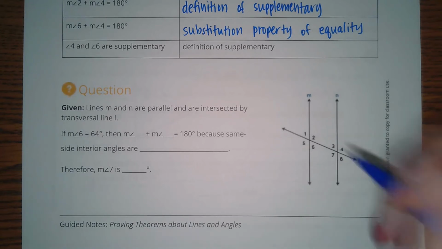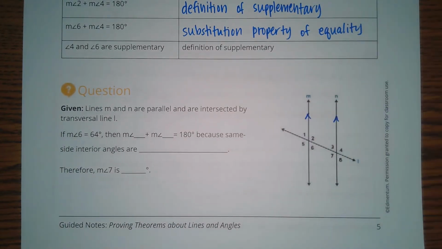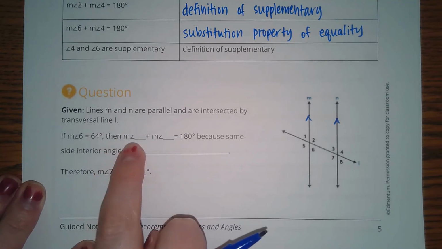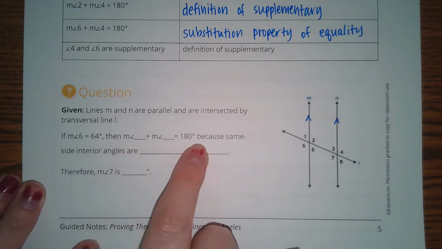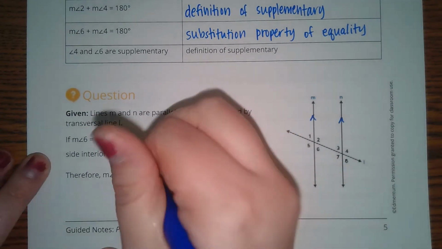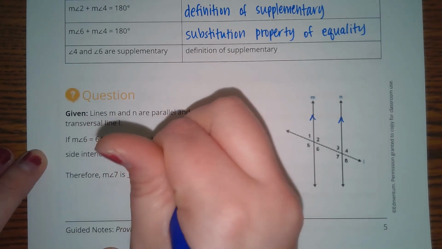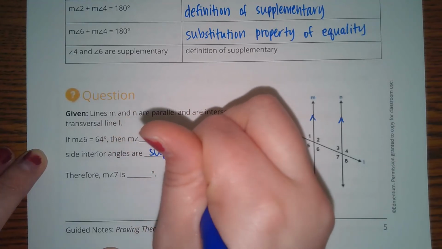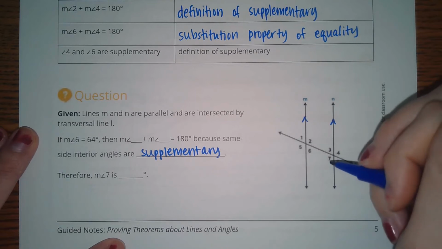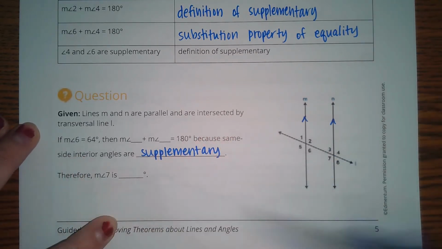It says that lines M and N are parallel to one another and they're intersected by this transversal line L. So it says if the measure of angle 6 is 64, then the measure of angle something plus another something should be 180 degrees because same side interior angles are, and that's going to be supplementary. And so I'm going to figure out which one is supplementary because of same side interior angles.